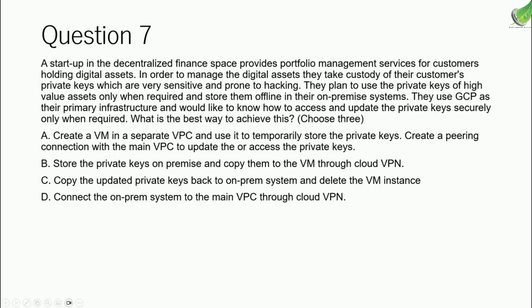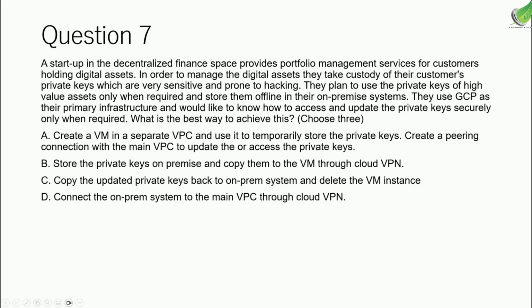Their strategy is to keep these keys offline in an on-premise system, which is known as cold storage, and only bring them into a hot, online environment on GCP when absolutely necessary for transactions. So, the core task is to find a secure, 3-step process to bring these keys from cold storage to the hot environment, use them, and then return them safely.